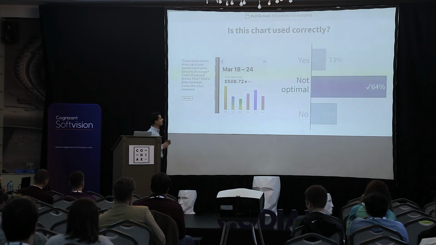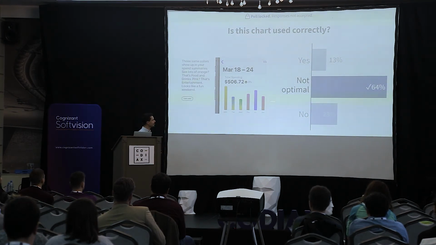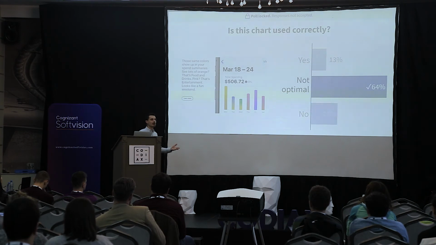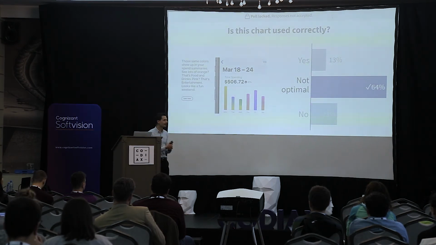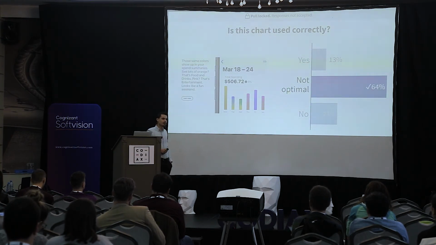So, is this chart used correctly? I mean, the type of chart chosen is pretty good. It's a stacked bar chart. I can definitely see the trend. But then they thought about, okay, let's make this glamorous, and they thought about using gradients for colors.